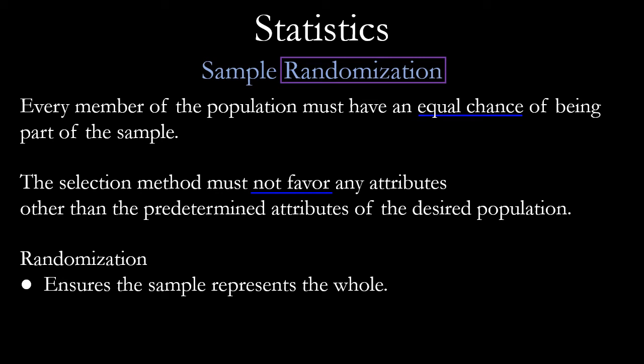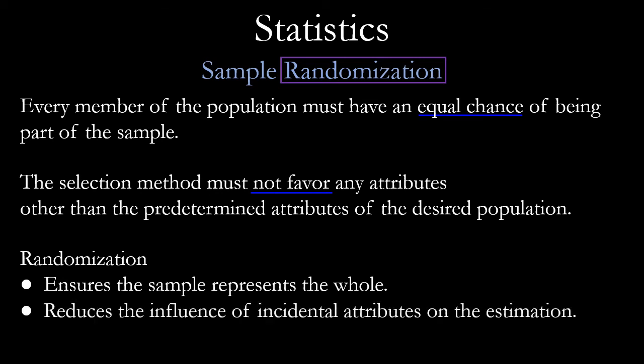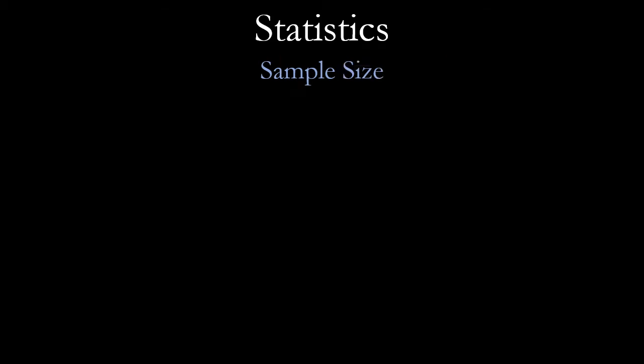Randomization, one of the reasons why it's important is that it ensures that the sample represents the whole, and randomization reduces the influence of those other incidental attributes on the estimation, right? Other factors, right? Let's say, maybe people who drive less often may be more likely to drink, who knows? But that's not what we're looking at. We're just looking at some specific attributes, and we don't want to accidentally select in favor of any other attributes other than the ones that we're looking for.